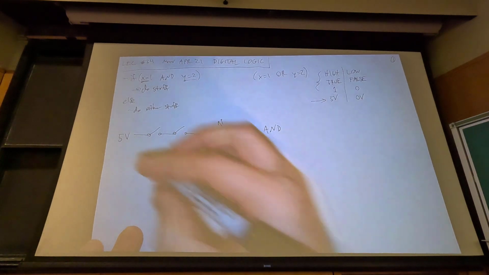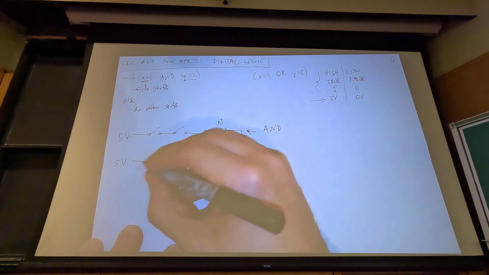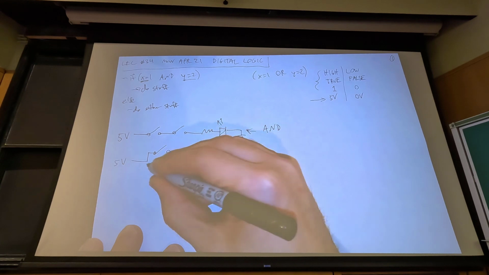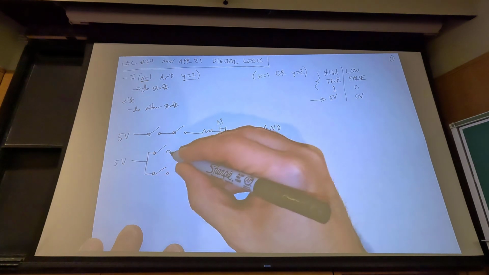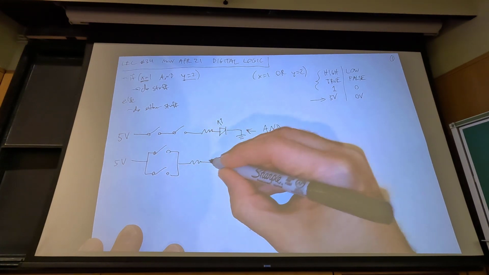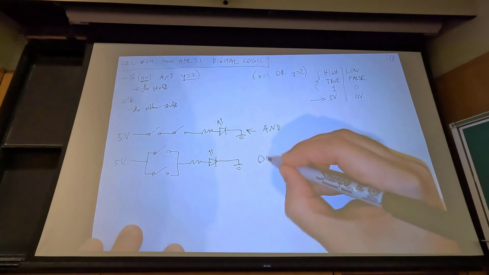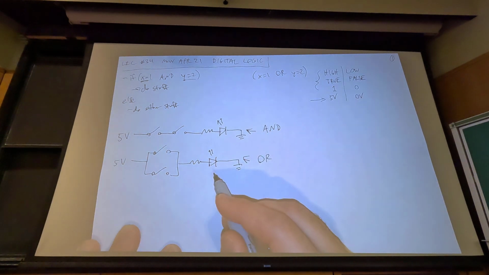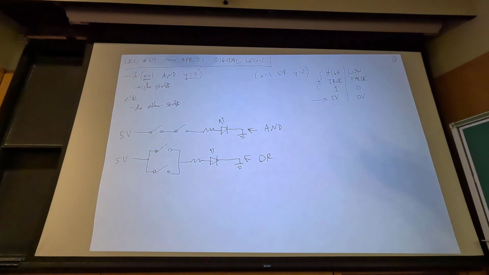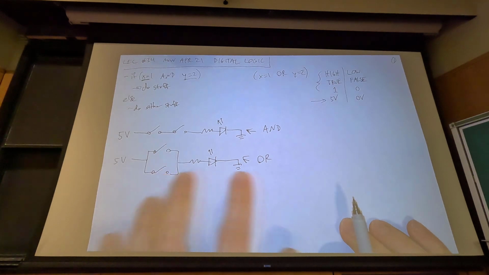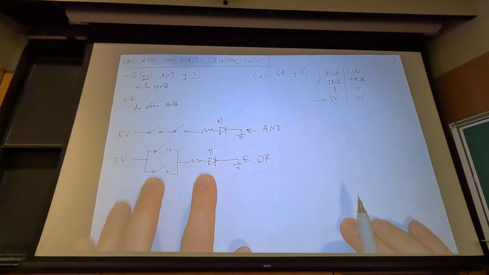You can also imagine doing that with switches if I put 2 of them in parallel. Now only one of those switches has to close for the LED to turn on, or I can close both of them. So that's a physical OR gate with switches.